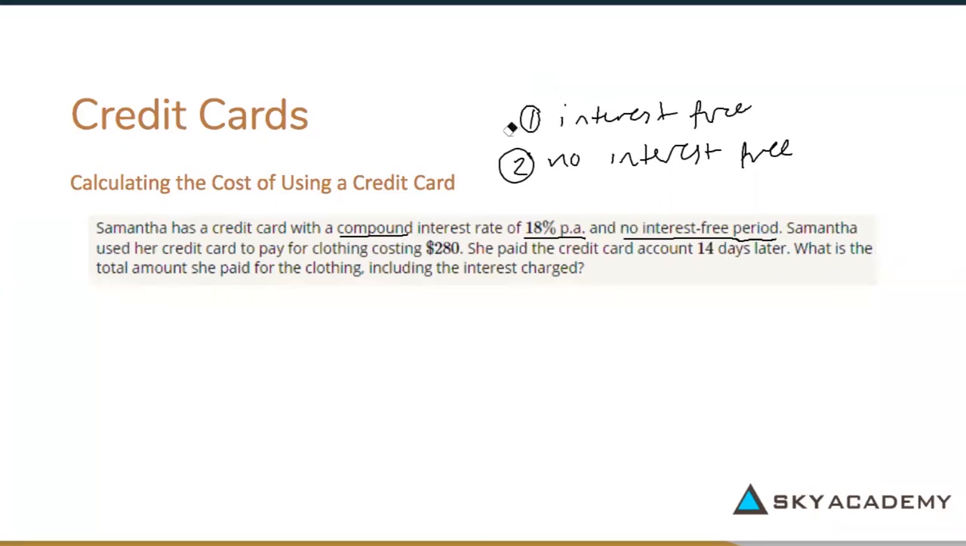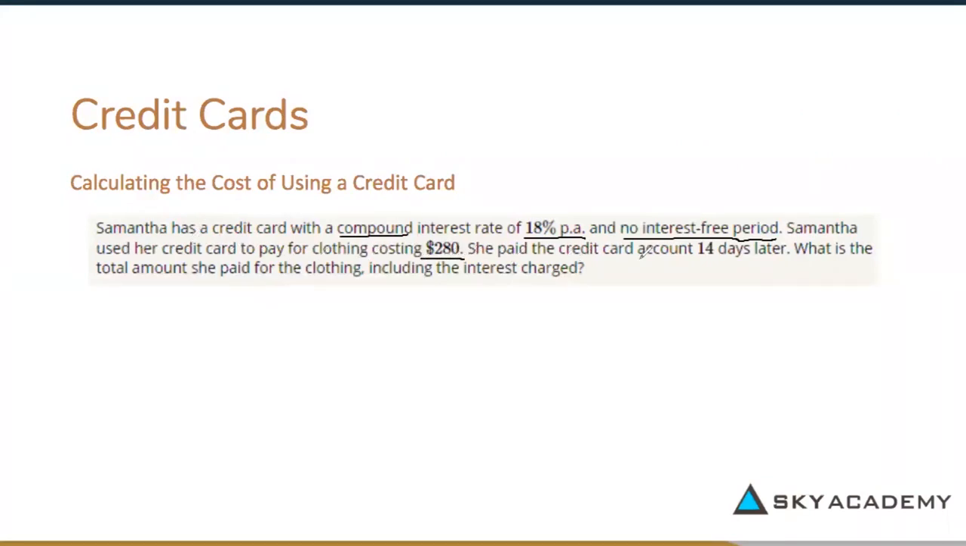So if we keep reading along, Samantha used her credit card to pay for clothing costs of $280. She paid the credit card account 14 days later. What is the total amount she paid for the clothing, including the interest? So the first thing to do, step 1, as always, is to write out our formula. We know our formula to be FV equals PV, because it's compound, (1 plus R) to the power of N.